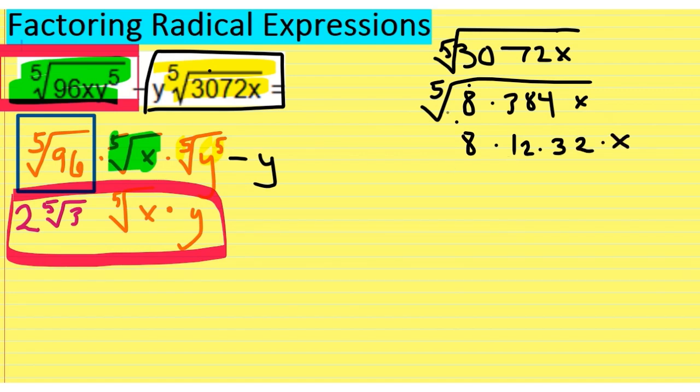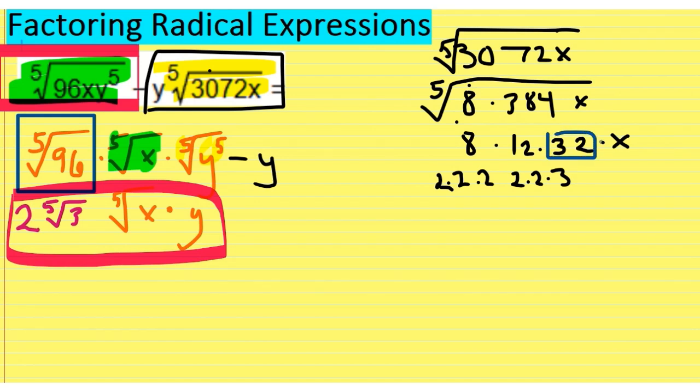Okay, I'm going to keep breaking it down because I'm still looking for 5 roots. So 8, what does 8 break down into? 8 breaks down into 2 times 2 times 2. So there's 3 of them. And then 12 breaks down into 2 times 2 times 3. Okay, but 32 can also break down. So we're going to break down just 32 over here.